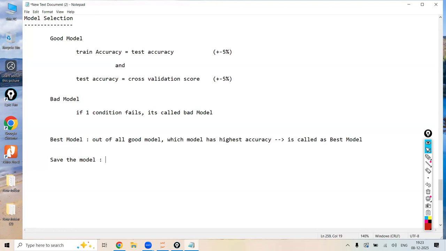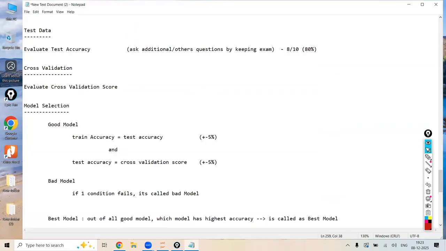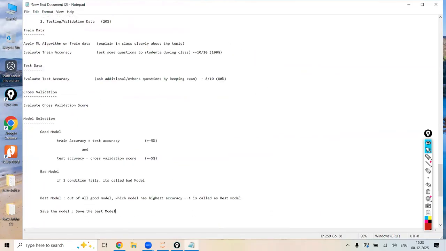Save the model means you are going to save the best model. That one. Now you can write everything in the notes. Okay, we will do everything in sequential order, guys. Whatever you have written in the notes now, we will do everything in sequential order.